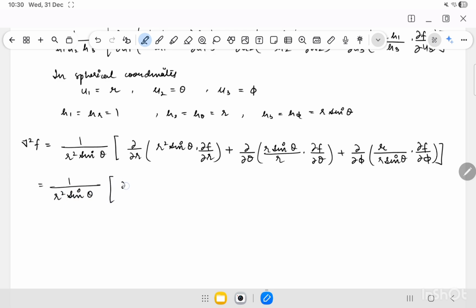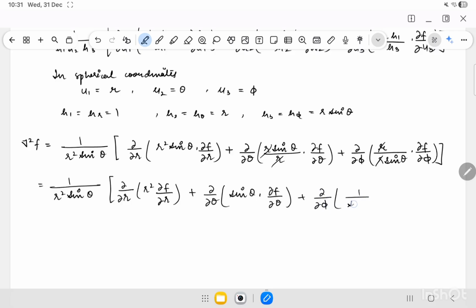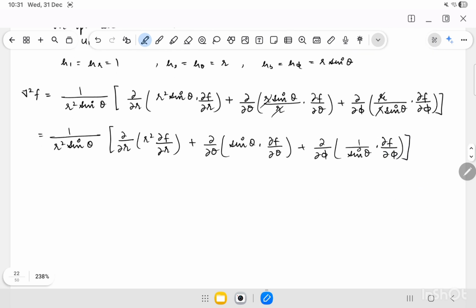Now if I simplify it, it will be equal to 1 by r square sin theta times del by del r of r square del f by del r, plus del by del theta of, this r is balanced by the 1 in the numerator, sin theta times del f by del theta, plus del by del phi of 1 by sin theta times del f by del phi, which can be further simplified.